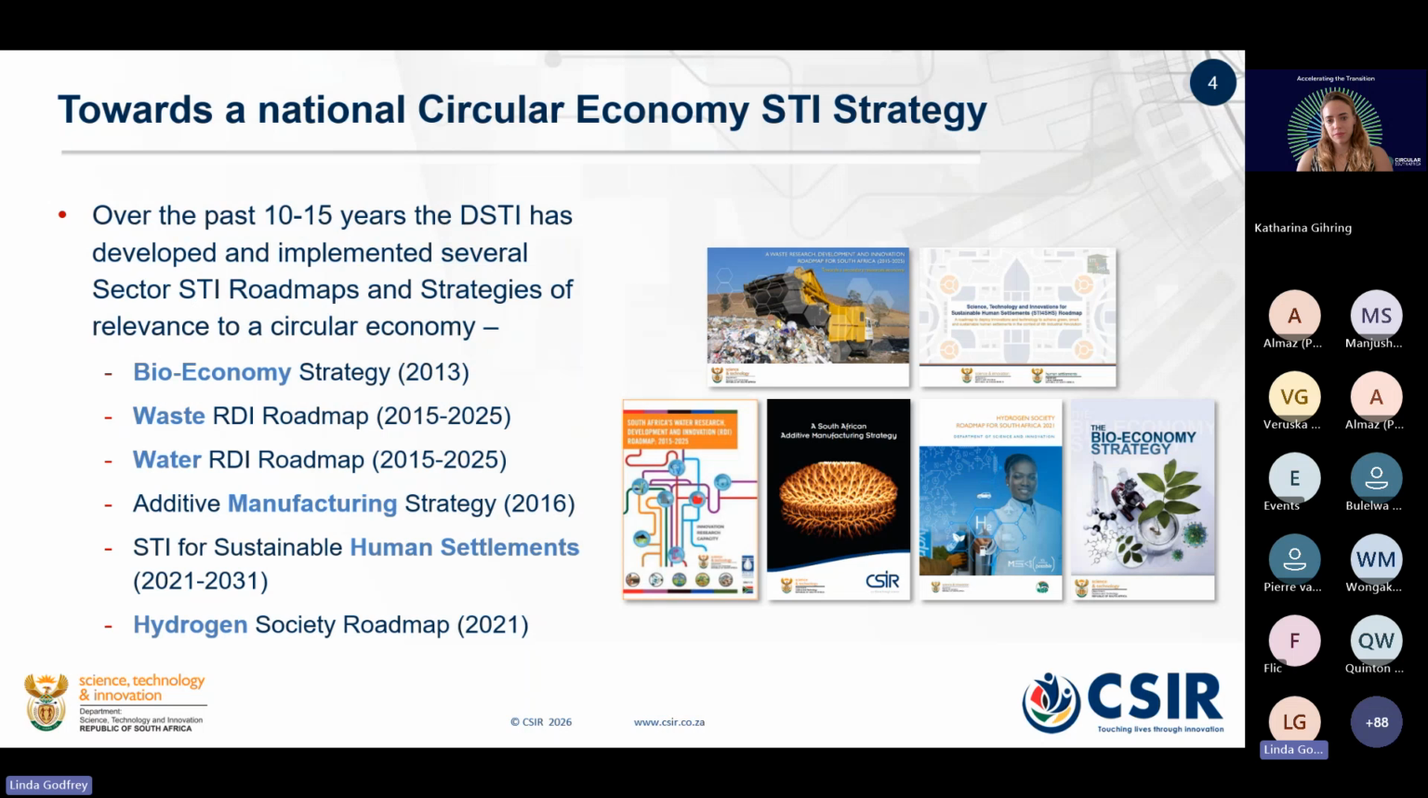Over the past 10 to 15 years, the Department of Science, Technology and Innovation developed and implemented several sector STI roadmaps and strategies that were already aligned with and relevant to a circular economy, but still functioning to some degree in silos. The first of these was the bioeconomy strategy. We then saw the 10-year waste research development and innovation roadmap, and the water RDI roadmap. And then there are strategies which operate at the periphery of the circular economy: the additive manufacturing strategy, and STI for sustainable human settlement, so how we live and work, our cities and towns, mobility and movement between our cities, and the resources we use. And then the hydrogen society roadmap, which starts to speak to alternative energy sources. There's still some debate in terms of whether renewable energy sits within the circular economy paradigm, or whether it is a circular economy fueled by renewable energy technologies.